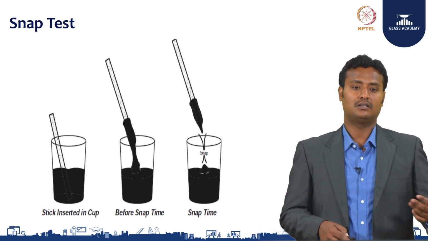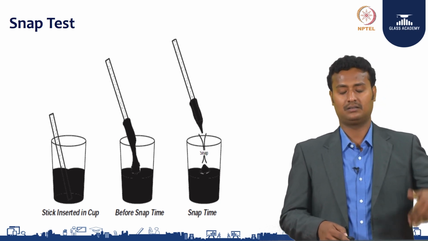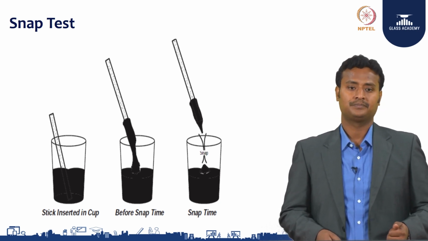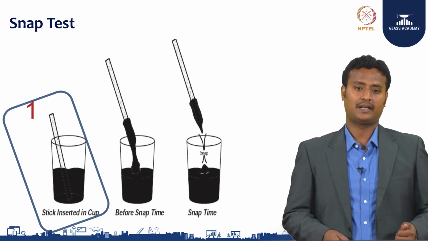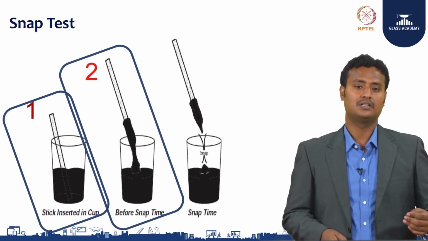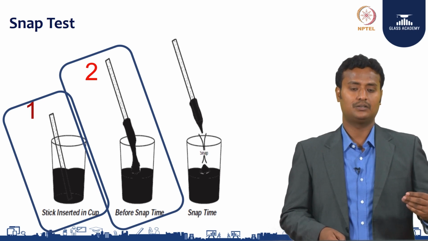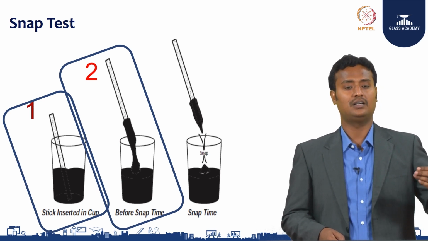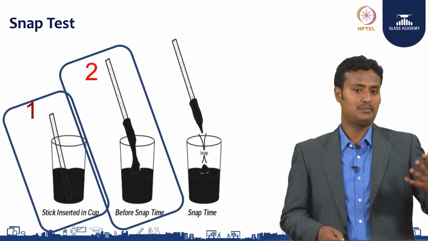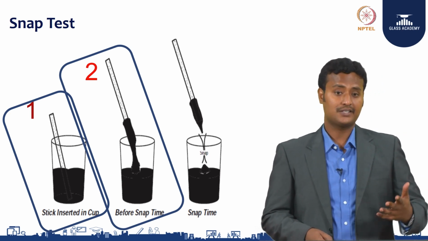So, the stick is inserted on the cup with the silicone. This is the first step. Next is the before-snapping test, which means every few minutes you try to remove it, very gently. You can do this test for up to 30 minutes.